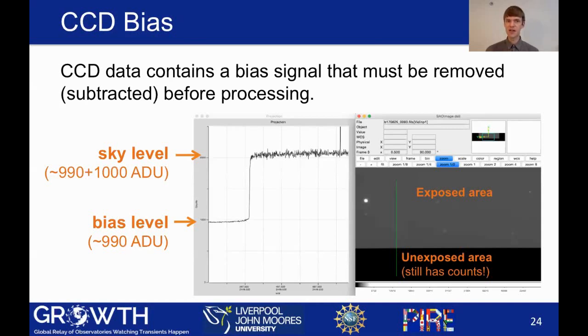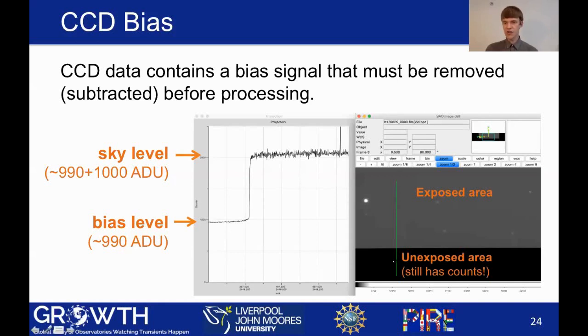So the first step is bias subtraction. As I've already mentioned, CCD data will contain a bias signal that must be removed before further processing. So this can be visualized here, where we have an image of a part of the sky. And in part of this image, which has been exposed to the night sky, you can both see a baseline value associated with atmospheric emission from scattered light by the atmosphere, as well as background zodiacal light and airglow from the night sky itself, superimposed with signals from stars and galaxies.